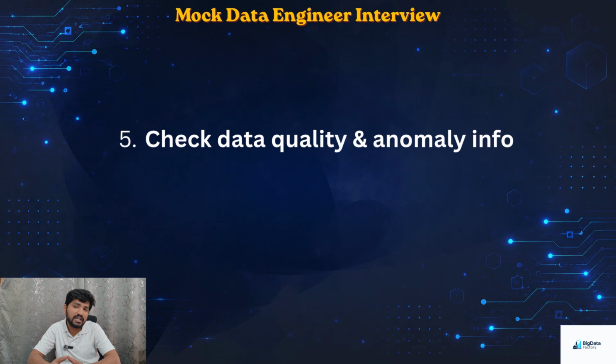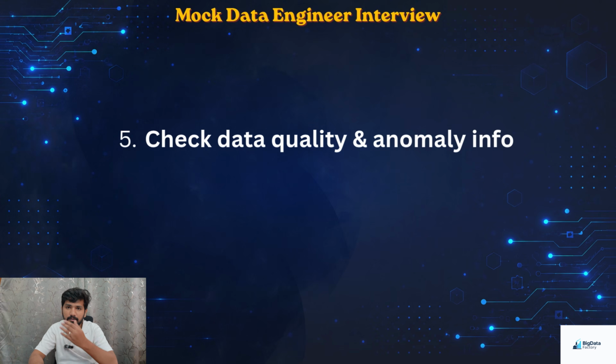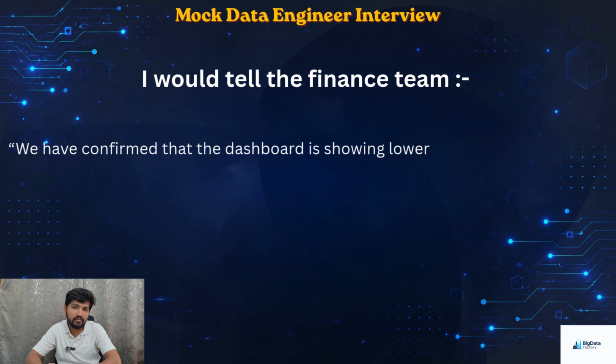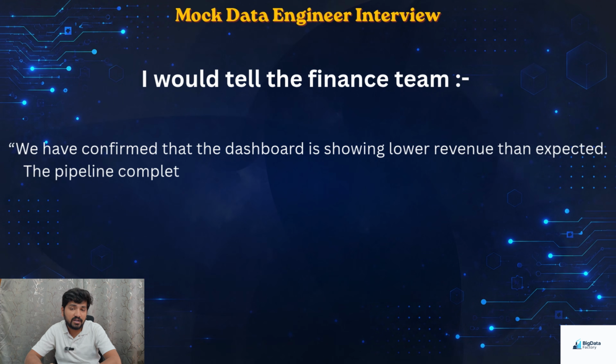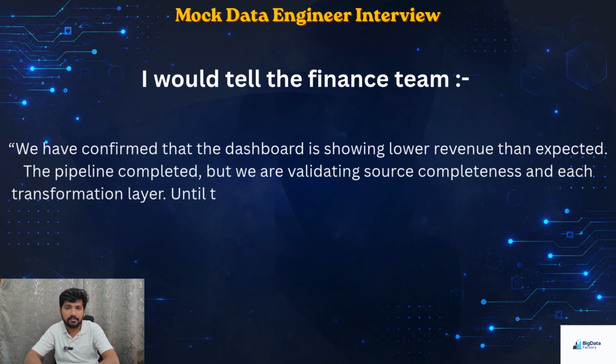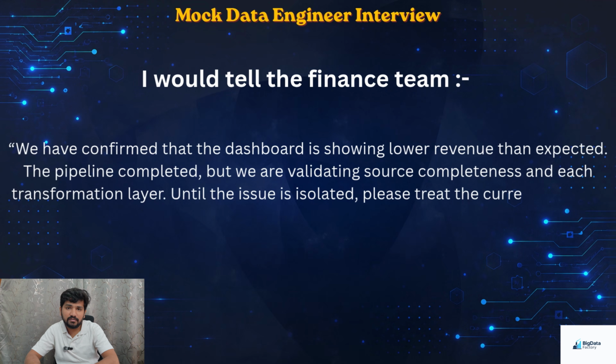Fifth, I would check data quality and anomaly information. Maybe the pipeline passed technically, but the revenue distribution changed abnormally. That is why status alone is not enough. So here, while investigating, I would communicate clearly. I would tell the finance team, we have confirmed that the dashboard is showing lower revenue than expected. The pipeline completed, but we are validating source completeness and each transformation layer. Until the issue is isolated, please treat the current figure as provisional.